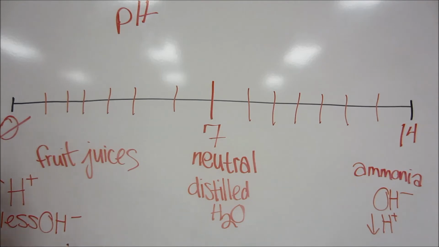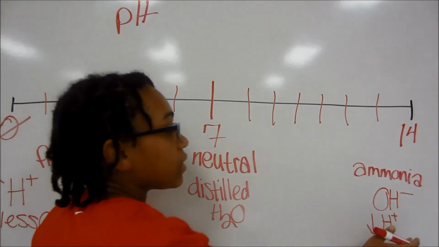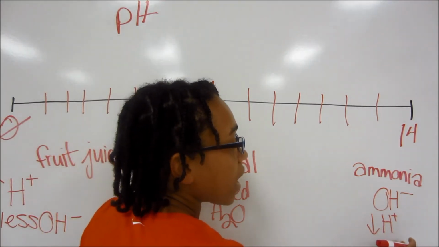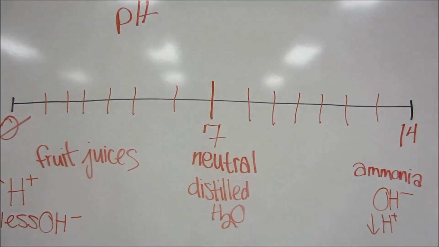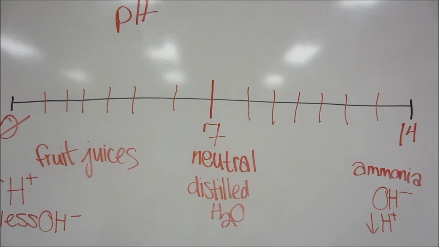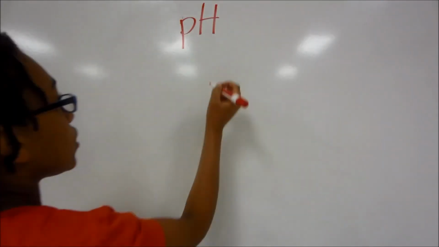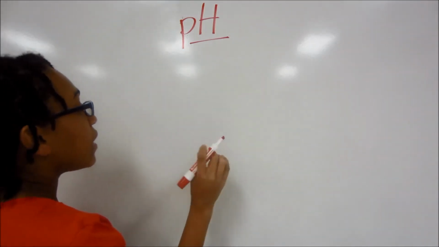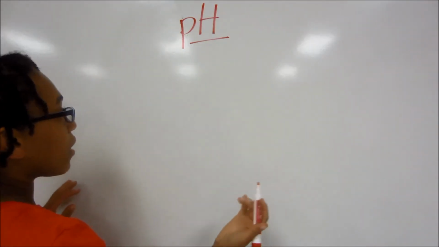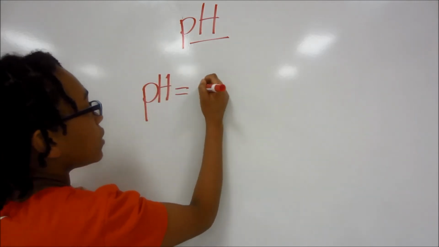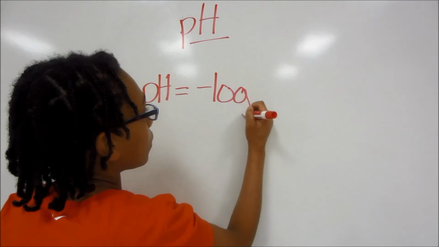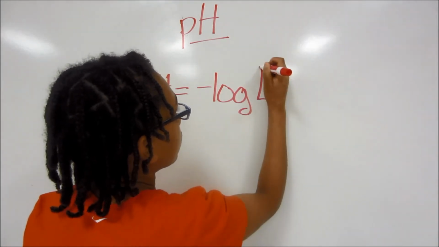The other definition that you could use is that acids are proton donors. Protons are just hydrogen ions, and bases are proton acceptors and or hydroxide donors. pH can be calculated by taking the negative logarithm of the hydrogen ion concentration. So you do pH equals negative log base 10 of the hydrogen ion concentration.